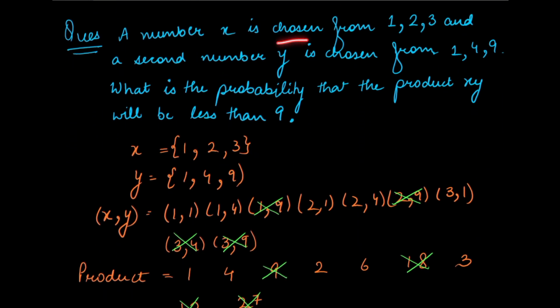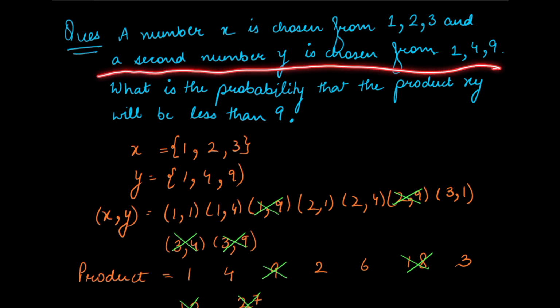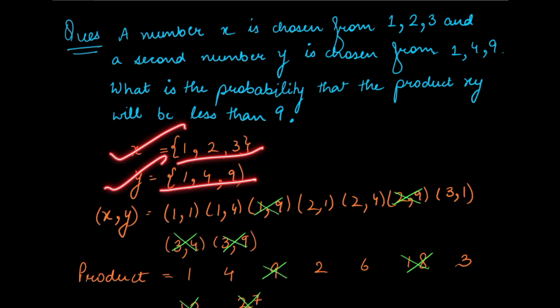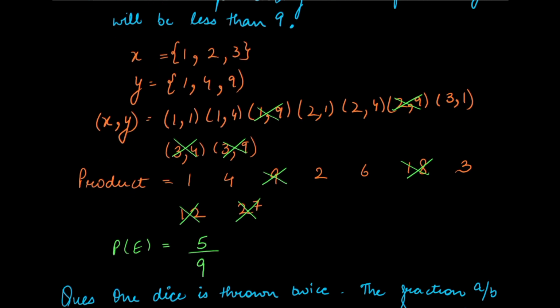A number x is chosen from 1 to 3 and a second number y is chosen from 1, 4 and 9. What is the probability that the product xy will be less than 9? Okay, we have two sets. X contains 1 to 3, y contains 1, 4, 9. We need to write xy combinations, like we write the coordinates. 1 can be paired with 1, 4 and 9. Likewise 2 can be paired with 1, 4, 9, and 3 with 1, 4, 9.